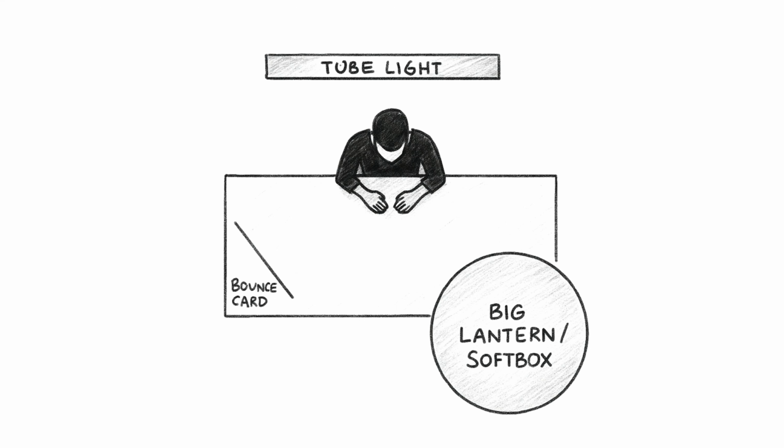Here's a look at my lighting setup. Super simple. We have one big lantern softbox lighting me. We have a little bounce card, just a white piece of cardboard that I'm using to give a little bit of fill light on the other side of my face. And then we have a tube light going horizontally behind my head to throw some edge light and hair light. That's it. That's all.